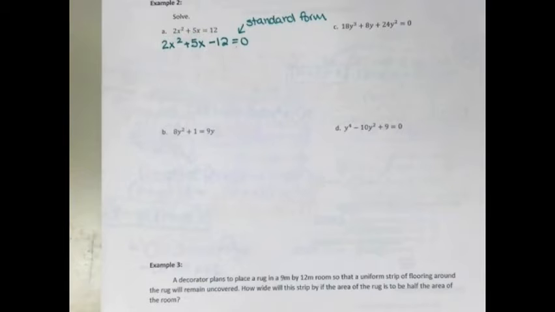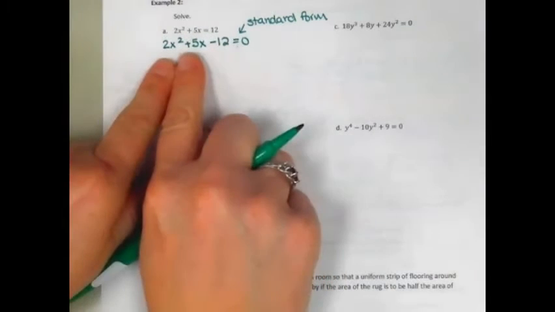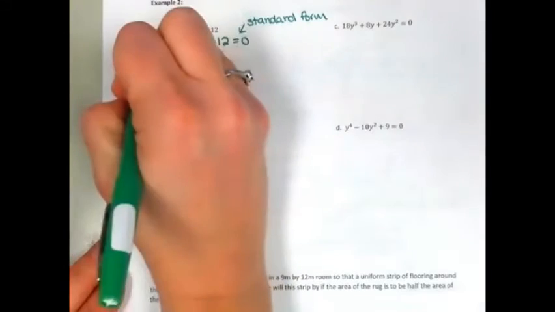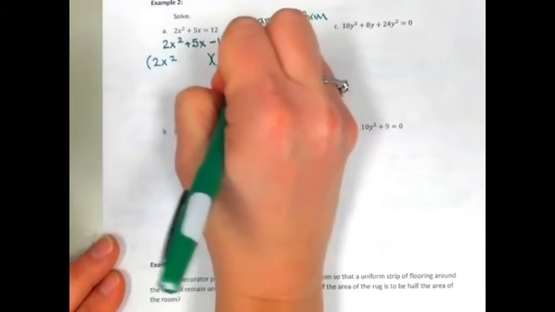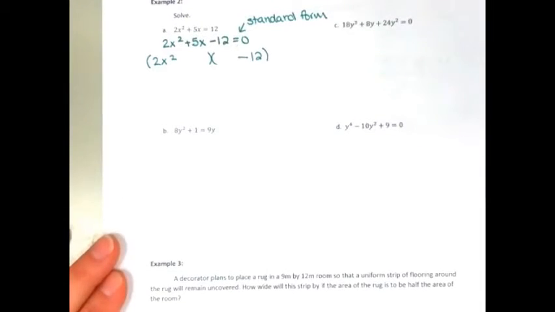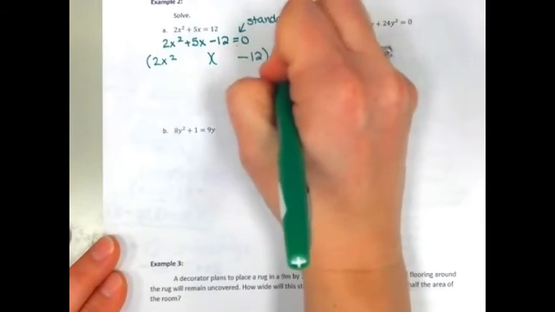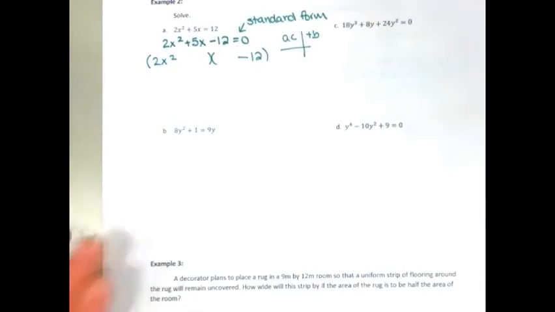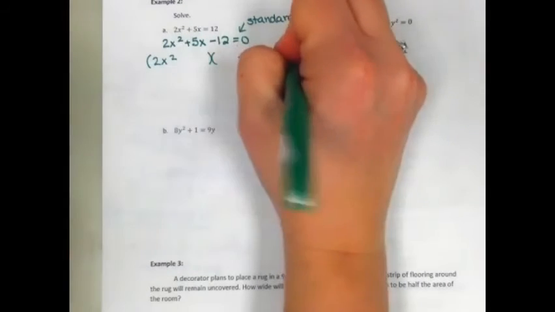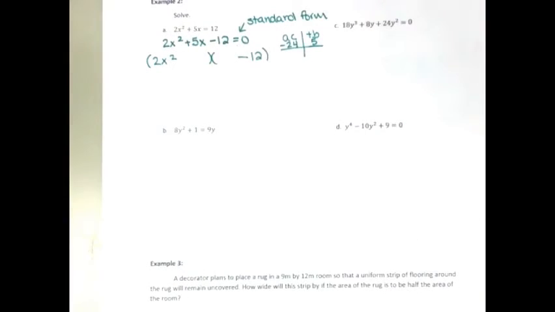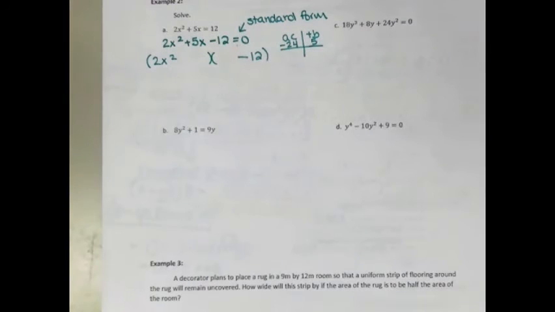Okay. So now let's go ahead and factor this. Do we have a greatest common factor? No. So I'm going to do my grouping. 2x squared, -12. Okay. And now let's do our a times c that adds to be b. So what's 2 times -12? -24. Adds to be b, which is 5. So what times what is -24? That adds to be 5.